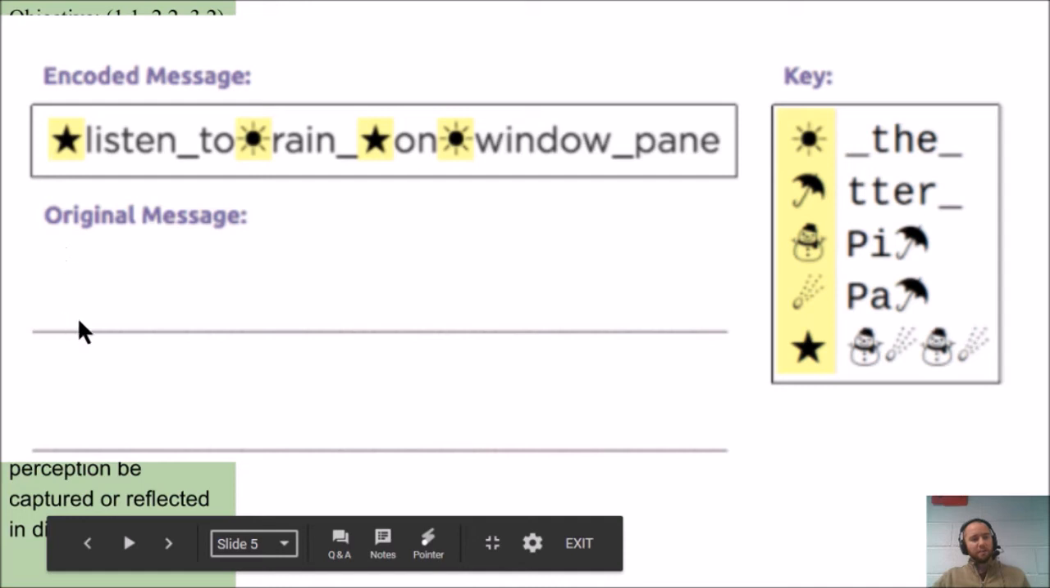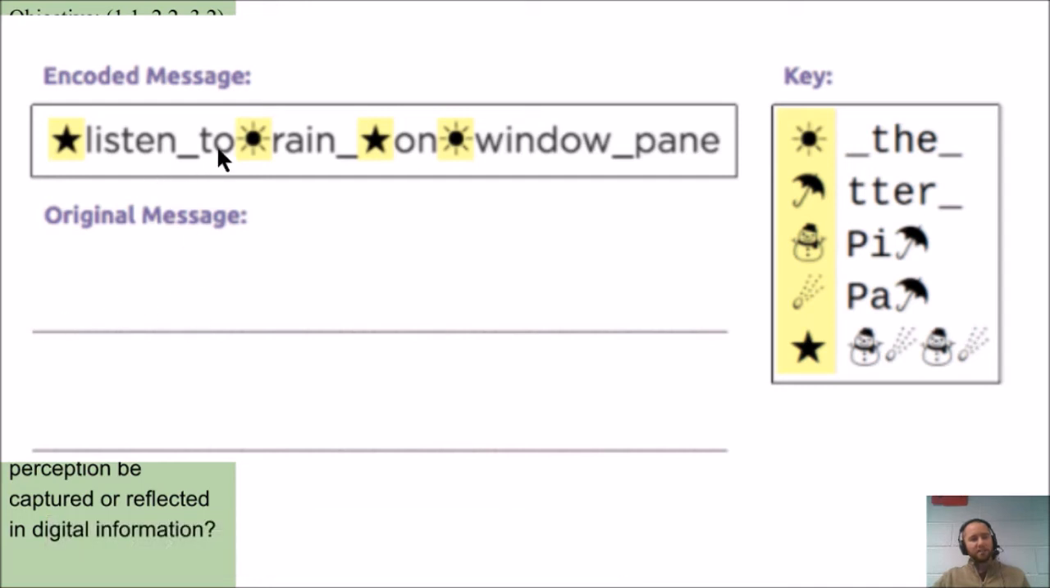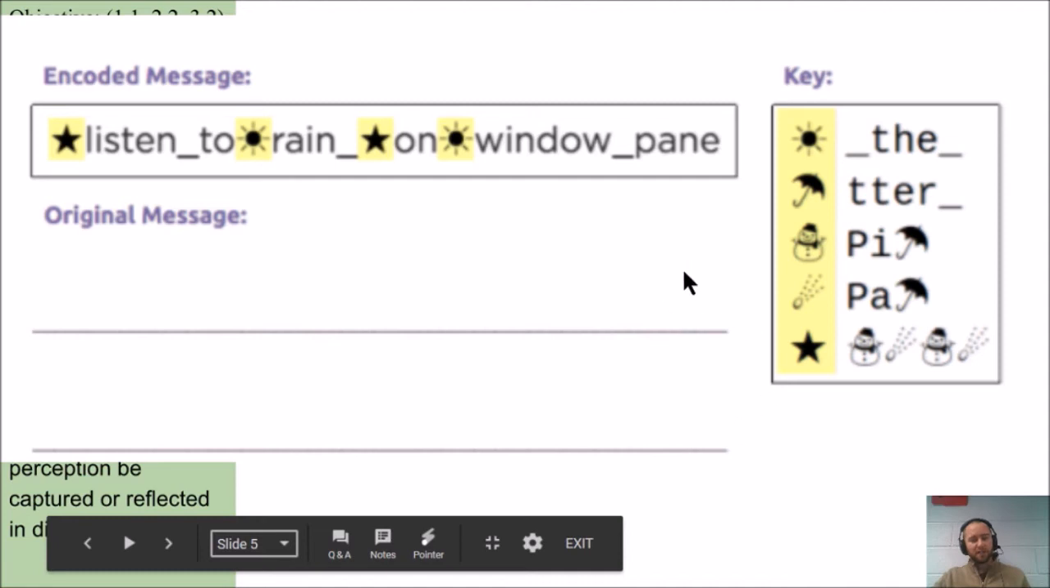So it says pitter, patter, listen to, and then sunshine. Sunshine says the. Okay, so you just continue to do what I have shown you to figure out what the original message is.